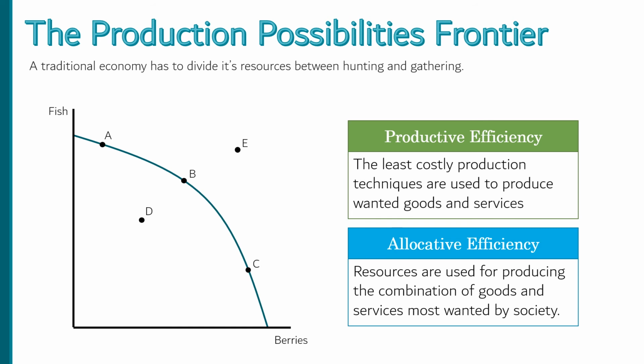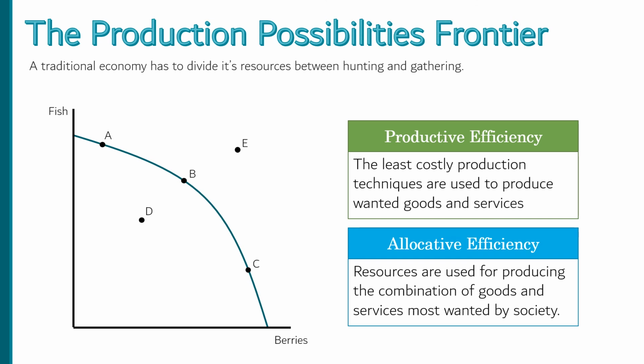We want to use our resources as efficiently as possible. Only points directly on the production possibilities frontier meet the criteria of productive efficiency. So points A, B, and C have productive efficiency, because there's no way to get more berries without giving up some fish, and vice versa. But point D does not meet the criteria of productive efficiency, because we can increase the amount of both fish and berries we are producing.